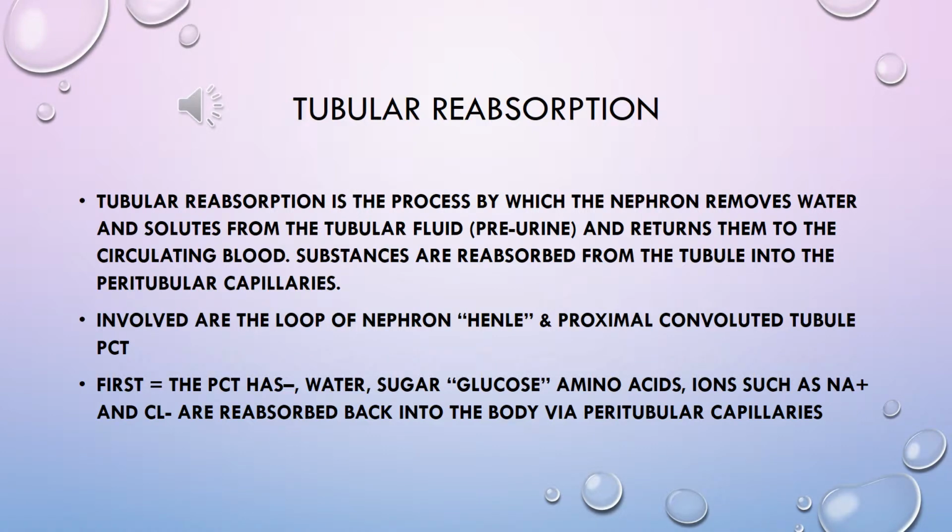Tubular reabsorption is a process by which the nephron removes water and solutes from the tubular fluid and returns them to the circulating blood. Substances are reabsorbed from the tubule into the peritubular capillaries. Involved are the loop of the nephron and the proximal convoluted tubule, otherwise known as the PCT. First, in the PCT, water, sugars such as glucose, amino acids, and ions such as sodium and chlorine are reabsorbed back into the body via the peritubular capillaries.